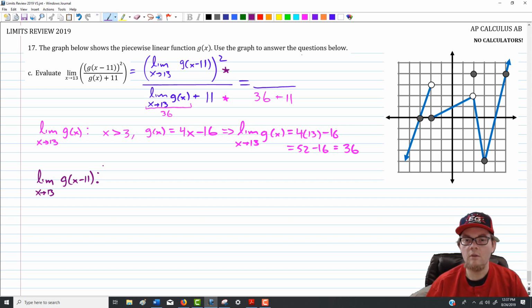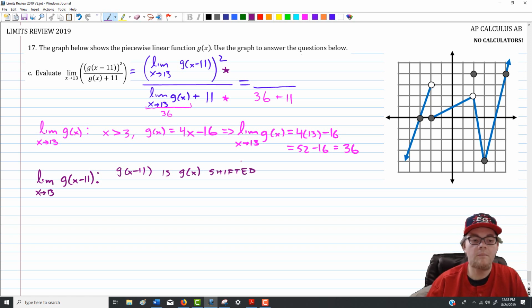Here, if you're trying to work your way through this and you're confused by this, the best way is to think about what happens when you plug in x minus 11 to a function. So specifically, g of x minus 11 is the graph of g of x shifted. That's all it is. Nothing's changing y value-wise. We're just moving around where they fall. So g of x minus 11 is g of x shifted 11 units to the right.